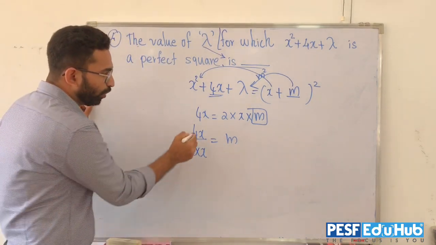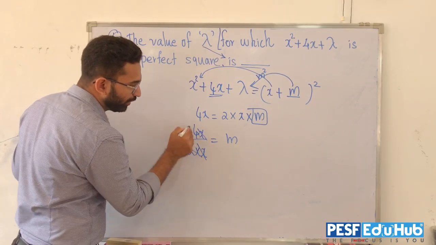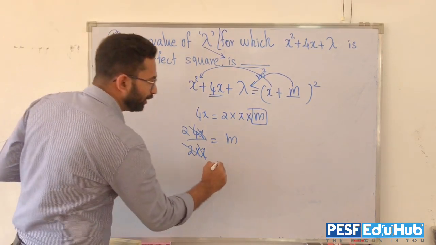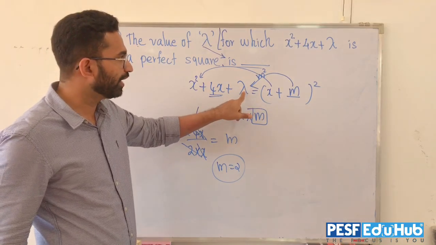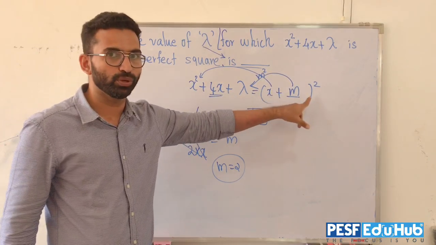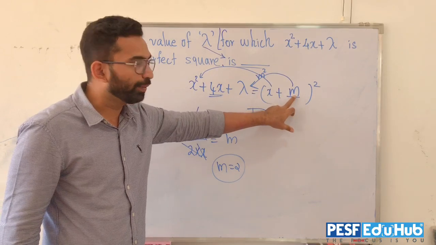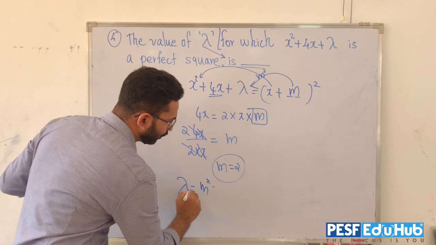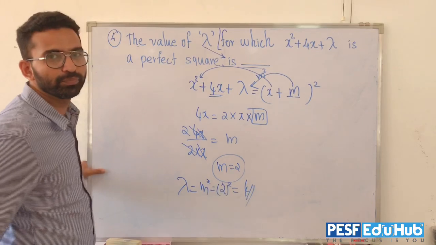4x means 4 multiplied by x. x and x are gone, 2 and 4 gone, 2 times. So m is equal to 2. So what is the value of lambda? This lambda is equal to m square, because this can be expressed as a plus b whole square. So m square will be equal to 2 square, and finally it is equal to 4.